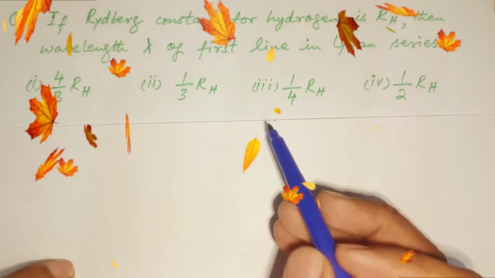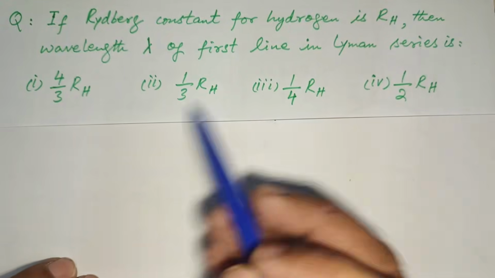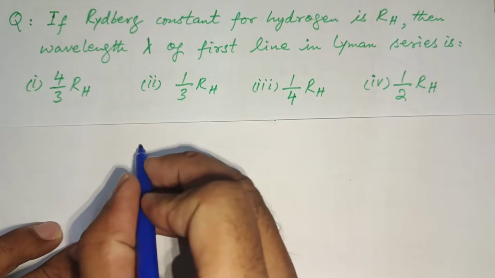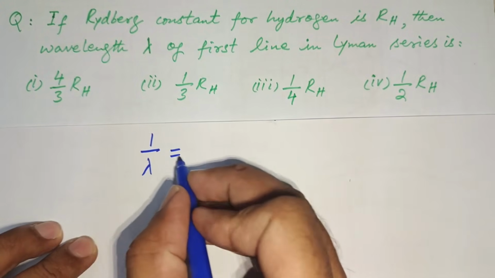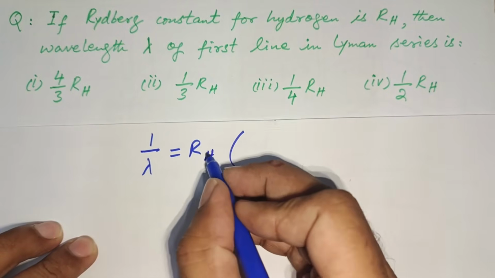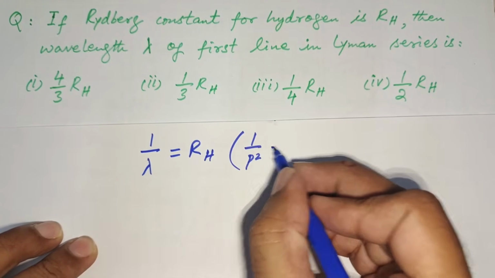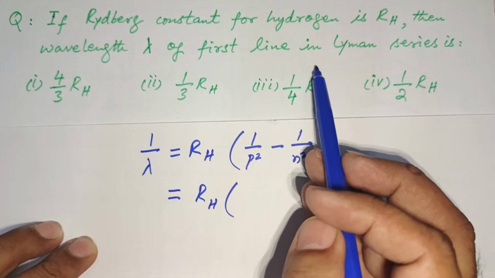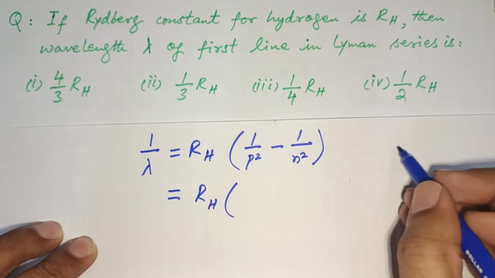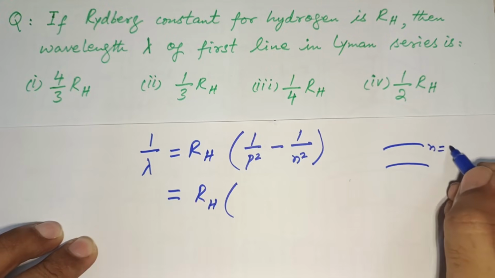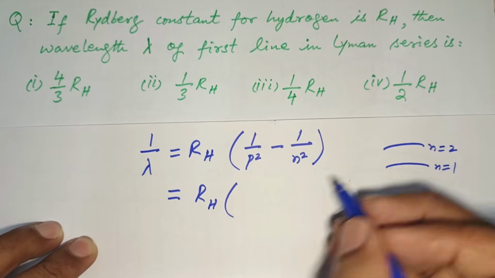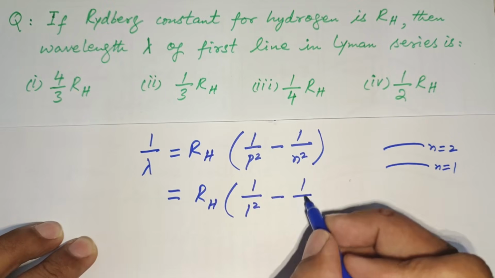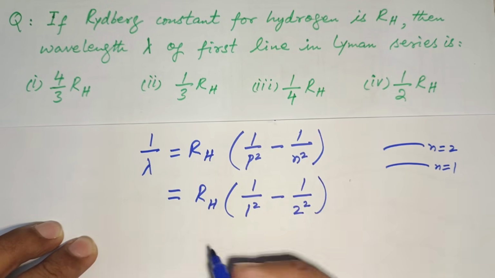If Rydberg constant for hydrogen is RH, then wavelength lambda of first line in Lyman series is, we know that the formula for wavelength is 1 over lambda equals to RH times 1 over p square minus 1 over n square. For the first line, the transition will happen between n equals to 2 level to n equals to 1 level. So here the value of p is 1 and n is 2. Both are in squares.